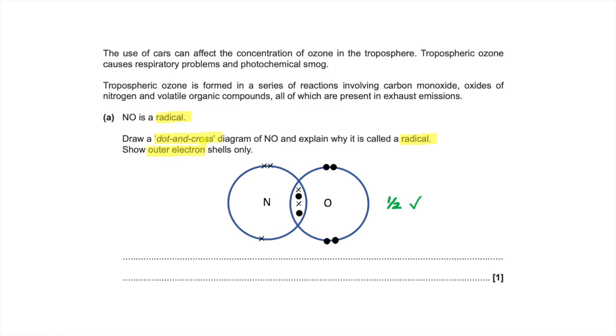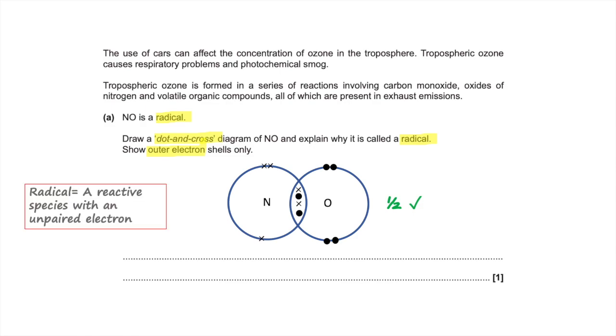The second part of the question is to explain why it's called a radical. For this, you have to recall what actually makes something a radical. And as you should know, a radical is a reactive species with an unpaired electron.